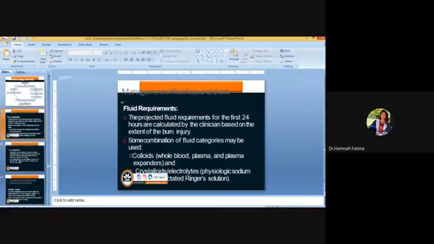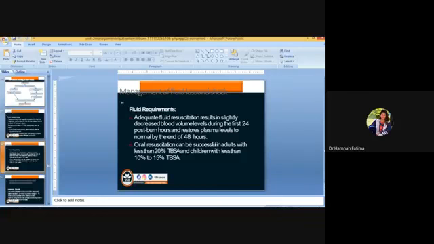Some combination of fluid categories may be used: colloids, whole blood, plasma and plasma expanders, crystalloids and electrolytes, such as Ringer's lactate.